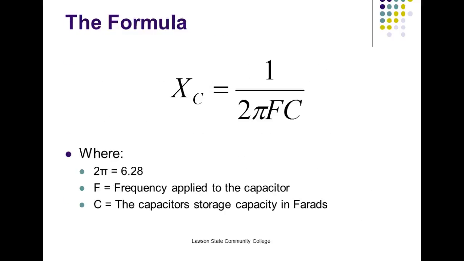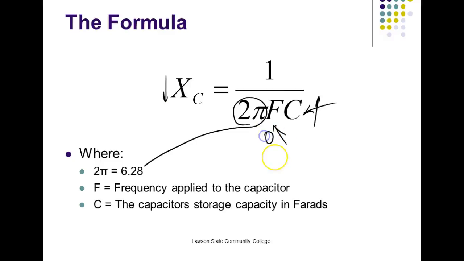This is the primary formula to calculate capacitive reactance. This is 2 pi, so everybody understands that one. What's F? It's the frequency that the capacitor's in, and C is the size of the capacitor in farads. So the bigger the capacitor is, the less X sub C it has. The higher the frequency, the less X sub C it has.